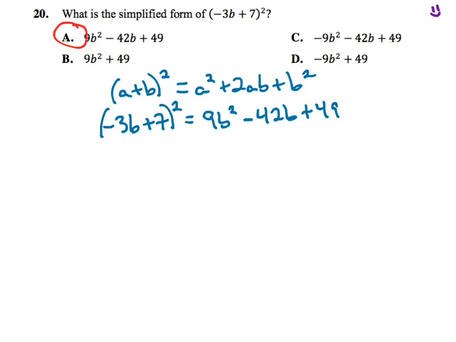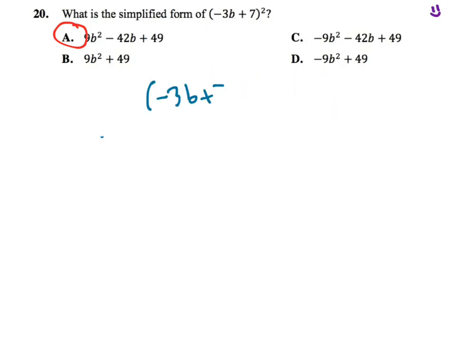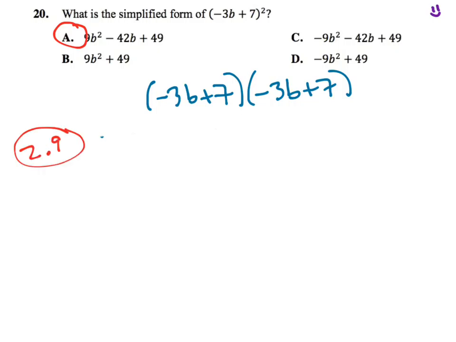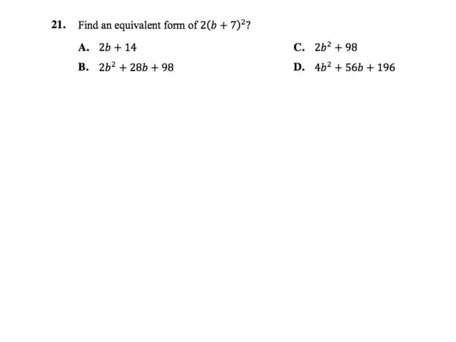There we go. Other way to do it, if you're not comfortable looking at the pattern, this is a special case, you could have just written them out and multiplied them. Again, though, you need to know this negative 3b and that negative 3b, those are part of the parentheses. Those matter.